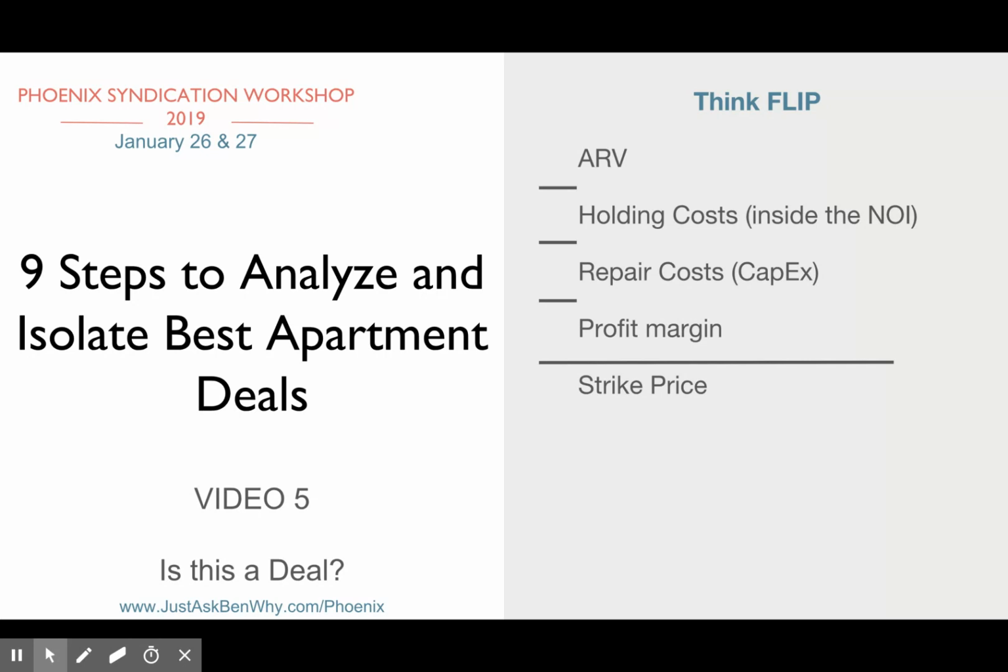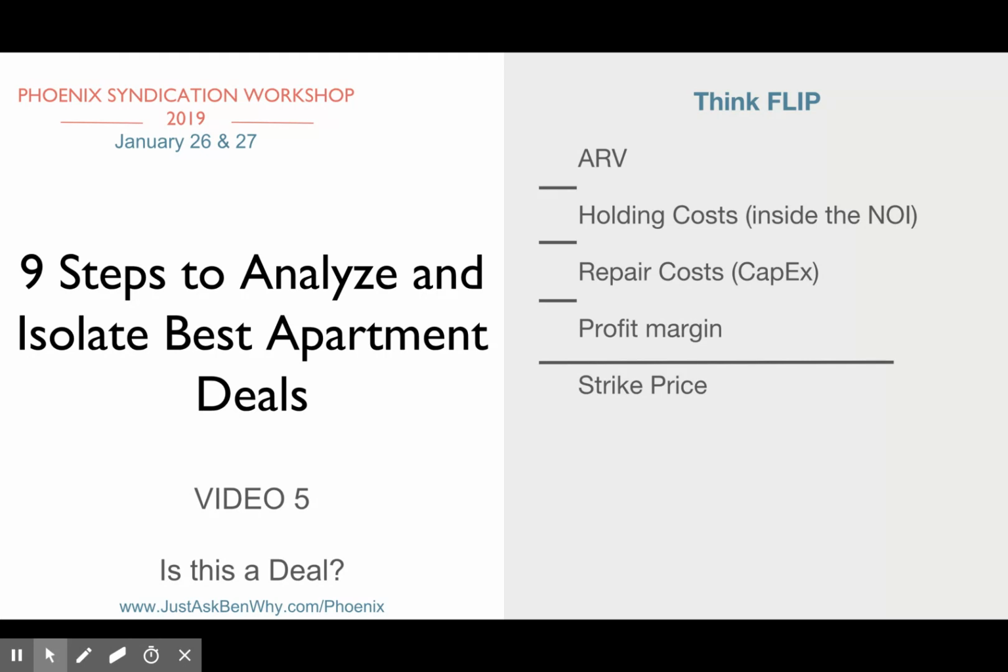After repaired value minus holding costs, minus repair costs, minus profit margin. Of course, holding costs are inside of the NOI, right? Because those holding costs in our case are OPEX, and that's inside of the NOI. The repair cost is our capital expense.